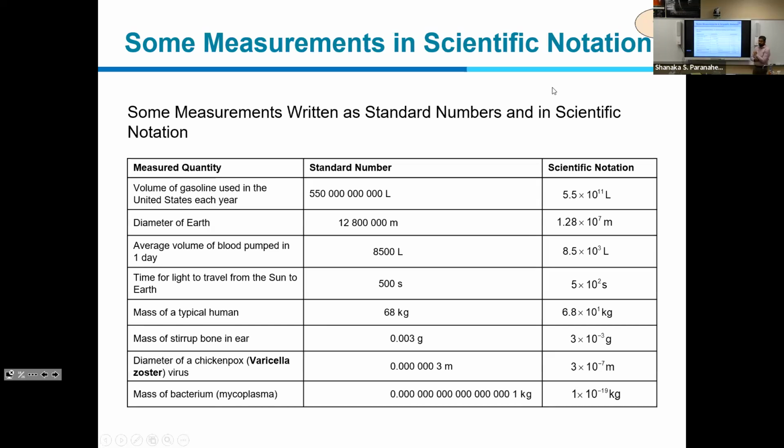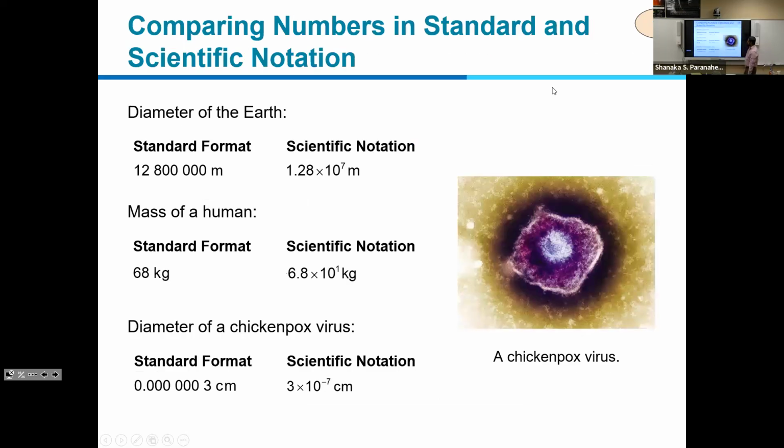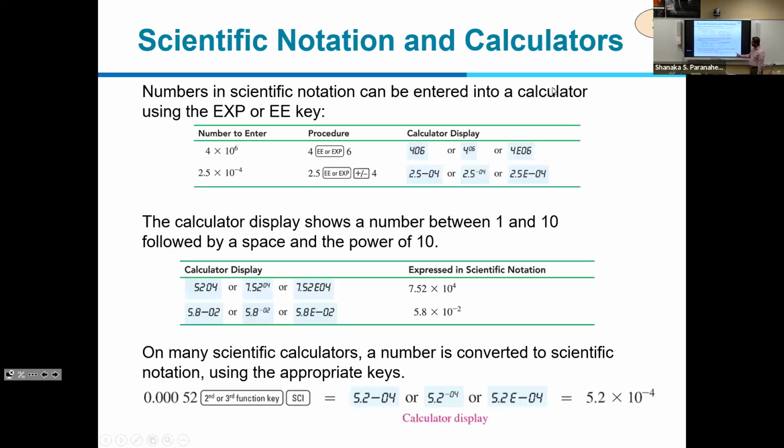And also, we are going to talk about significant figures and rounding rules. Sometimes when we round a number to a certain number of significant figures, we may need to express that answer only in scientific notation to give the required number of significant figures. I will talk about that in chapter 1. So these are some examples of scientific notation.